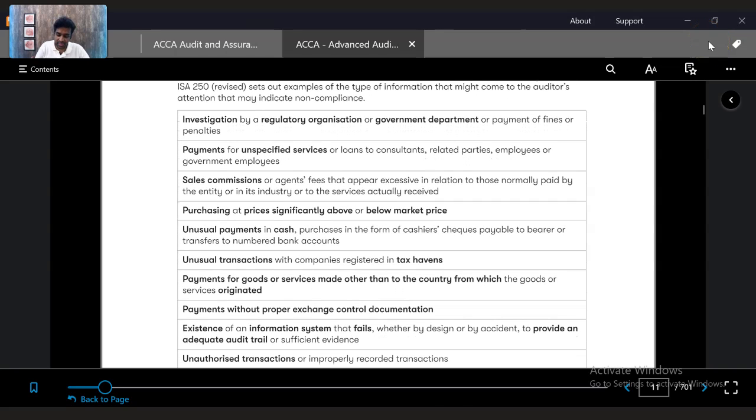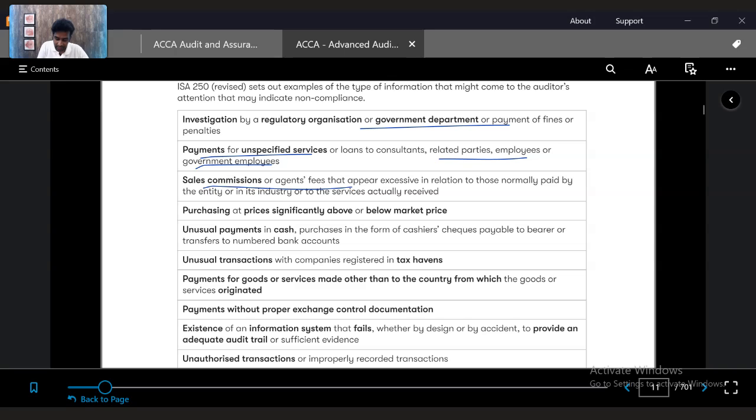Examples are investigations by a regulatory organization or government department, or payment of fines or penalties. Like the company is paying fines or penalties frequently, which is evident in their financial statements, transactions or bank statements, or the government regulators are coming and investigating them quite frequently. Payment for unspecified services, like loans to a consultant. They are not able to give us the engagement letter of a consultant, but they are saying, okay, loans to consultant. Related party payments, and certain payments to government employees, etc.